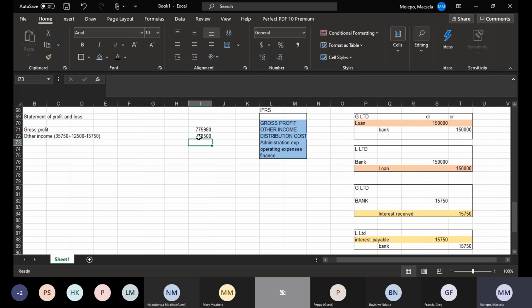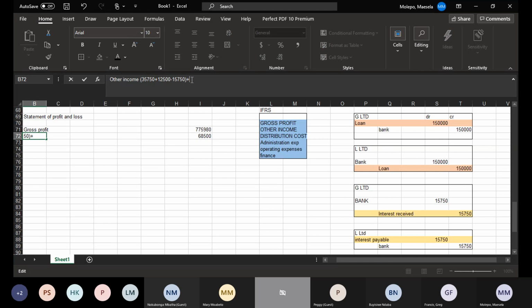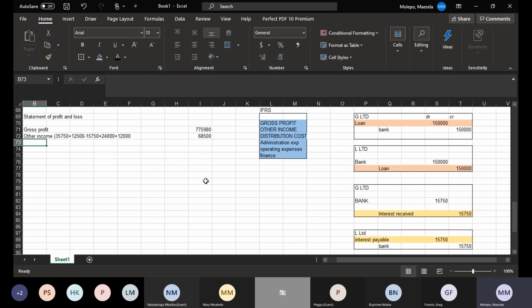35,750. You add with 12,500, and then you minus the 15,750. Then you have to add the admin fees received. The admin fees received of 24,000, and then plus the 12,000, the one for L Limited. And you will have that 68.5 thingy, then plus 4, 1, 2. Then we have the 68,500. I guess everyone is with me. Then from there, we're gonna go to admin.